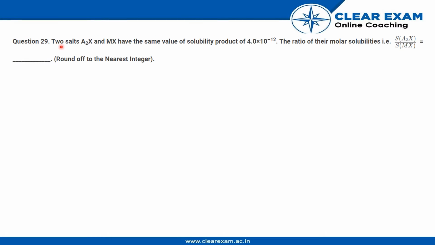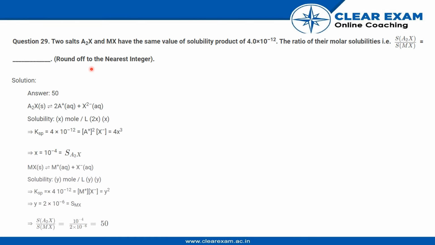The question says two salts A2X and MX have the same value of solubility product of 4 into 10 raised to minus 12. The ratio of the molar solubilities, that is molar solubility of A2X upon molar solubility of MX, will be equal to. So let's find the solubility for this A2X.